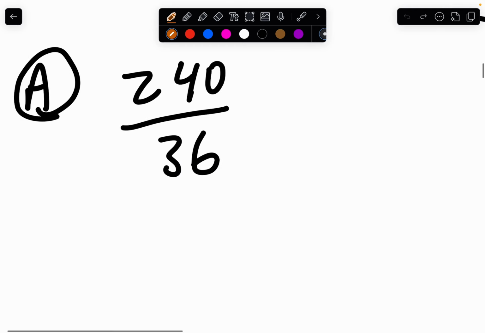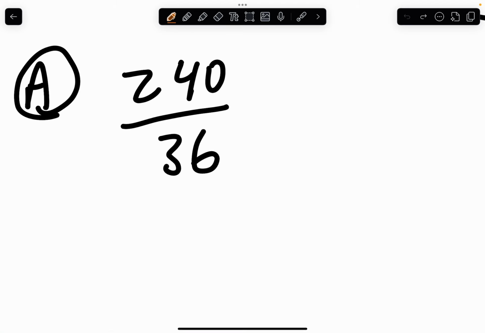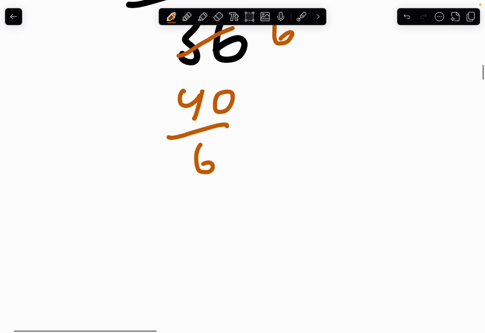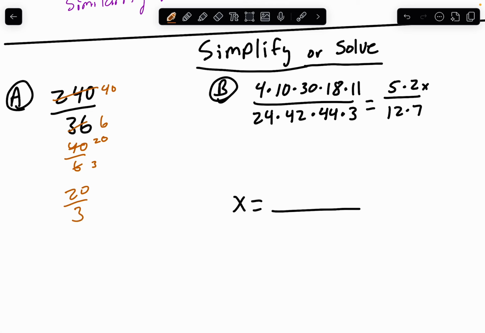So let's start with this one. I don't actually know what this is, but I do know that I can pull out numbers that are easy to divide by. I'm looking at the numbers 36 and 240. I know that I can divide these by 6 pretty easily. 240 divided by 6 would be 40. 36 divided by 6 would be 6. So it reduces to 40 over 6, which is a lot easier to reduce. I can divide this by 2, giving me 20. Divide this by 2, giving me 3. So 20 over 3 is the same thing as 240 over 36.